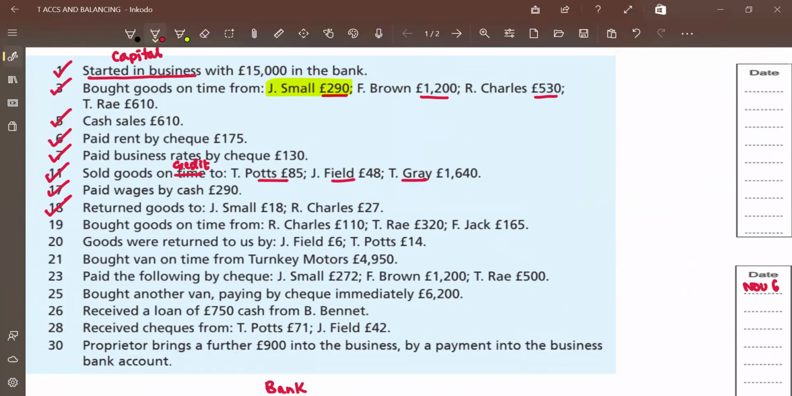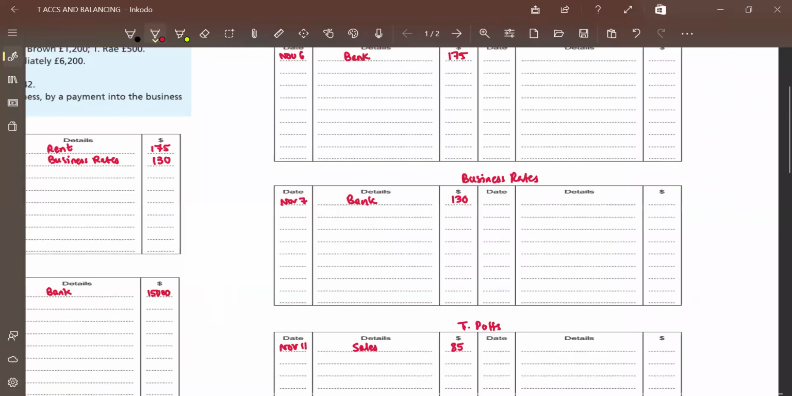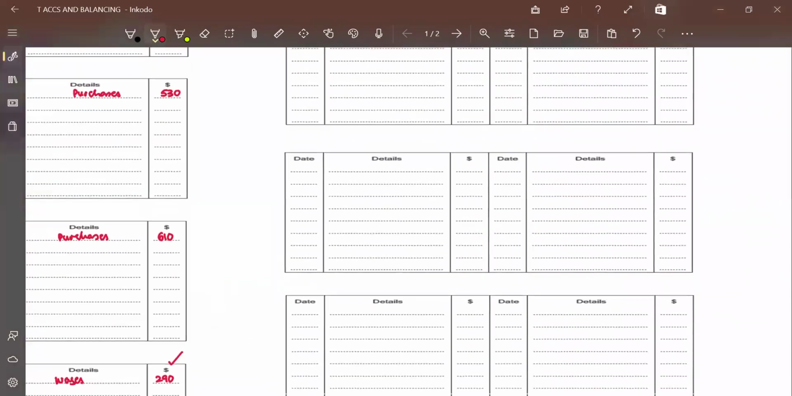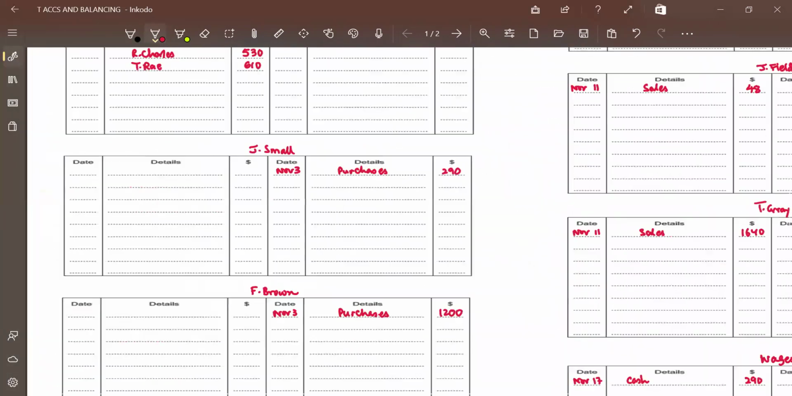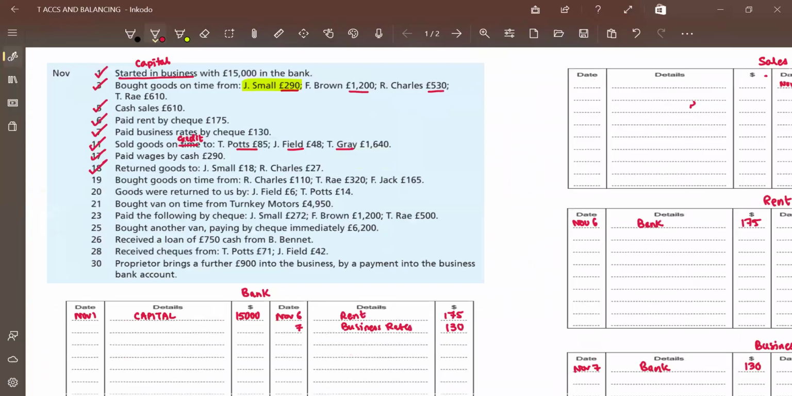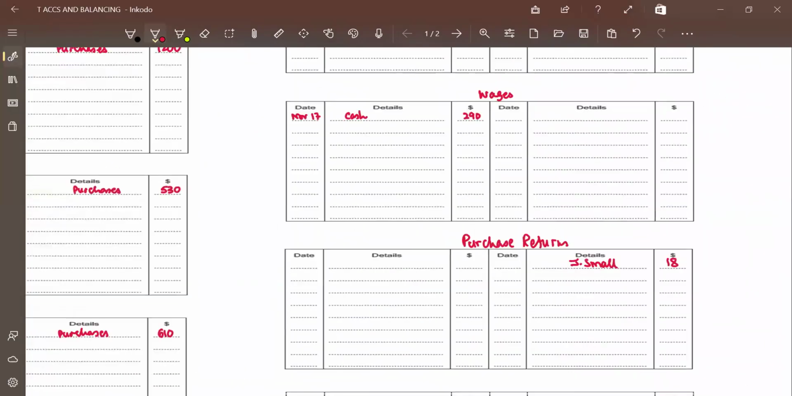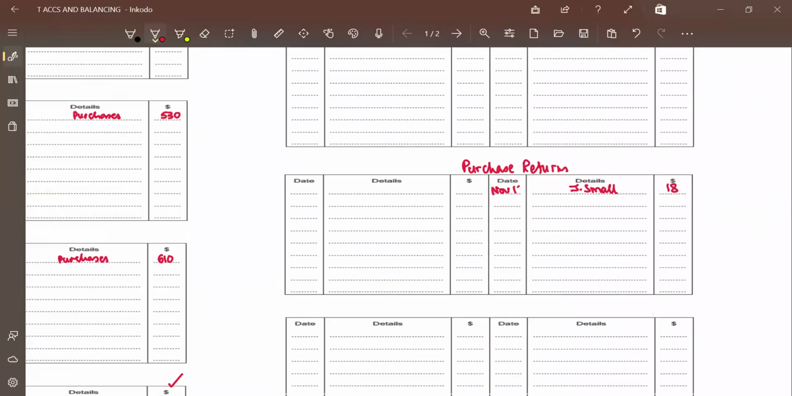So now you're returning goods to J Small worth $18. Because you've purchased it and now you're returning it, it has to be purchase returns. Purchases are always debited, so purchase returns will always be credited, because purchase returns is contra to purchases. It reduces purchases. The amount is $18. The person you're returning it to is J Small, and the date is the 18th of November. Go to purchase returns, right, on November 18th.